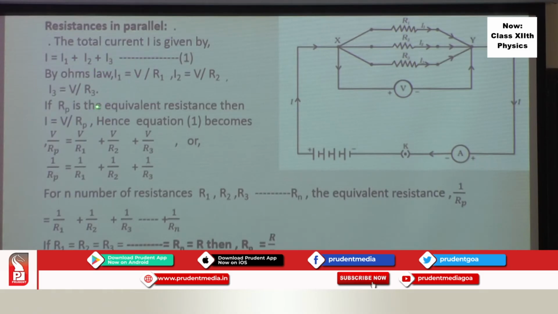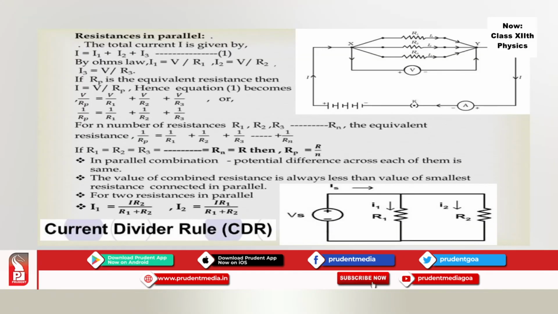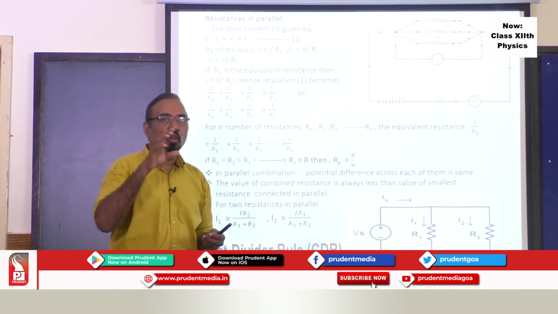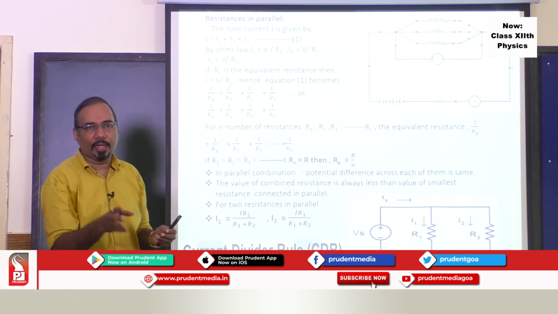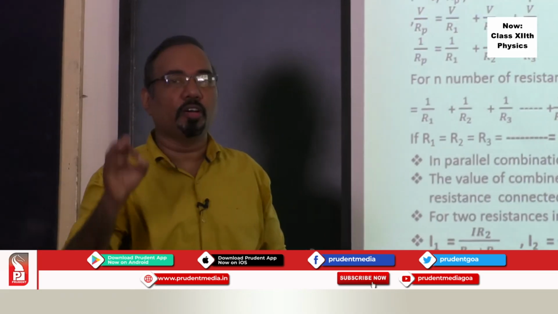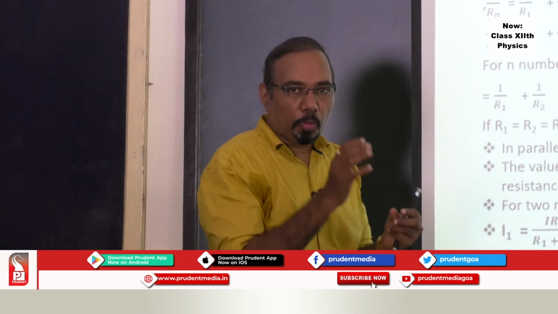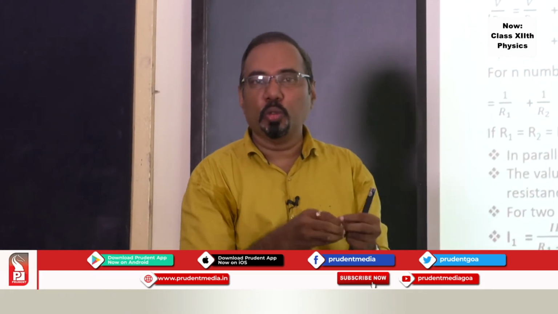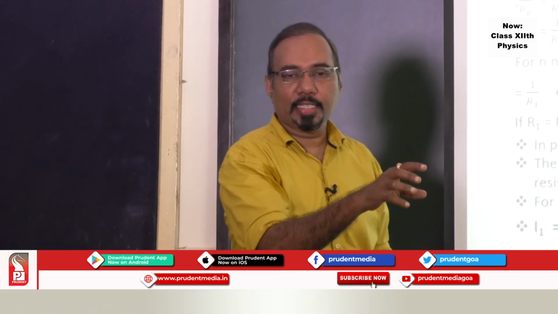Put in this relation using Ohm's law, and we can arrive at the final formula. 1 upon R equivalent is nothing but 1 upon R1 plus 1 upon R2 plus 1 upon R3. You can easily arrive at this particular equation. So if you connect resistances in parallel, the reciprocal of equivalent resistance is equal to the sum of the reciprocals of the individual resistances. So from both these sections, you can easily understand, if you want to add resistance, you put them in series. If you want to decrease resistance, you put them in parallel. In series, current is common. In parallel, voltage is common.